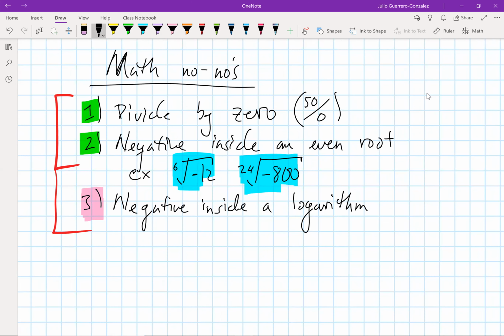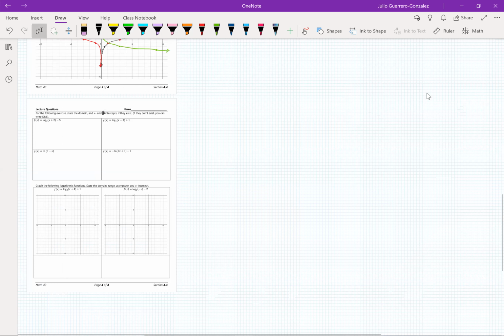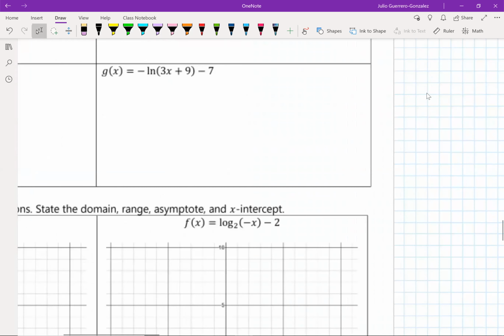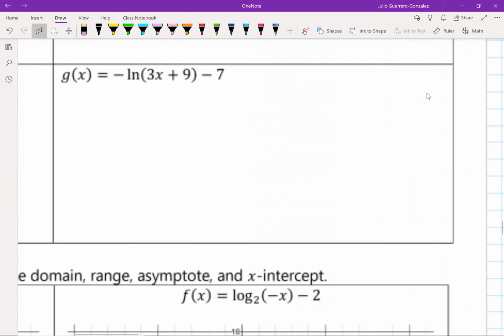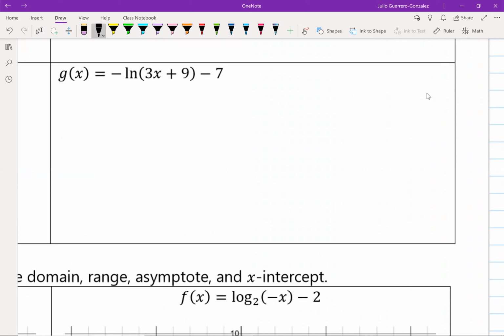That's fine. Oh, no negative inside a logarithm. You can't have negatives inside a logarithm. So that automatically tells us what needs to happen with that one. Oh yeah, there is a negative inside the logarithm. Does that mean the negative inside the parentheses, or is that like the negative ln? Right. So we need this stuff, the stuff in here, can't be negative.